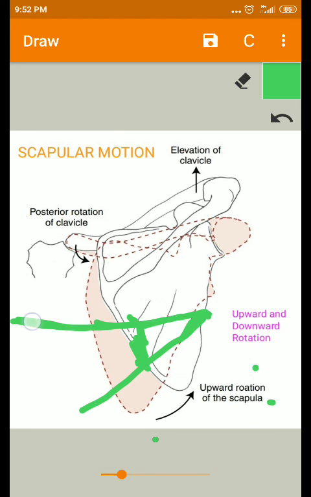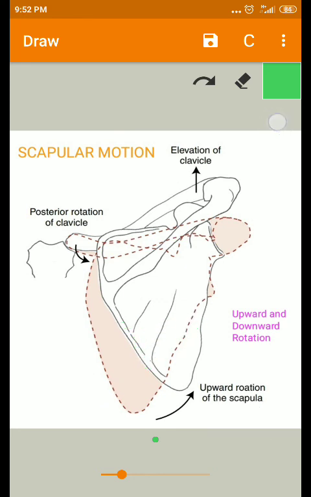When the clavicle is rotated, one third of the posterior rotation of the clavicle results in the elevation of the clavicle. That means if the clavicle is rotating like this, this clavicle is elevated. This elevation of the clavicle causes upward rotation of the scapula. So this is the actual thing that happens.